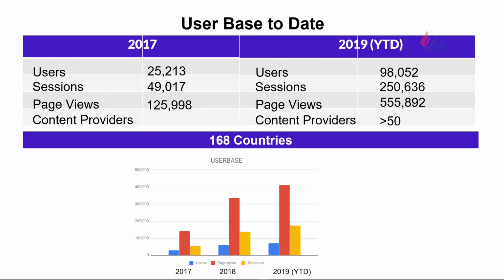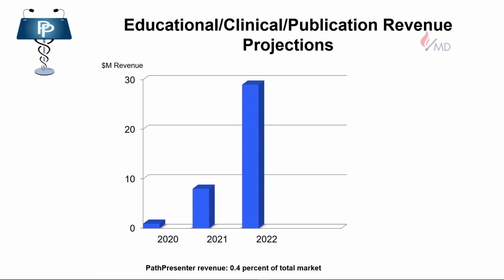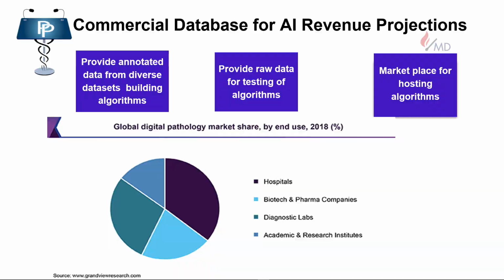So we currently have around 100,000 users from 168 countries. The global digital pathology market is huge. It is around 1.4 billion, and we just want to be a small part of it. And right now, our current projection, just using the education platform, not the AI part, is around 30 million by 2020. The AI platform is going to provide annotated data, provide the raw data, and all these people are different clients that are going to use the platform.